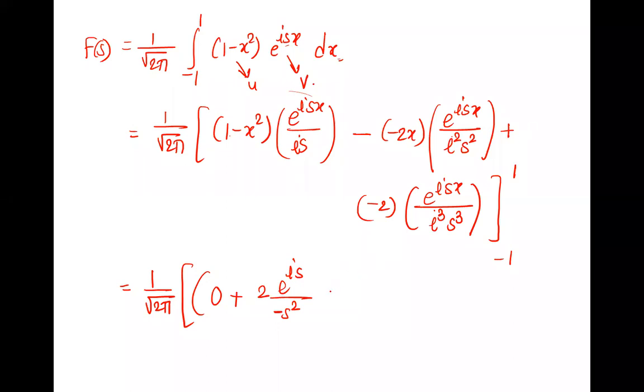Plus minus 2, x is 1, e raised to is upon i cube s, which is i square into i. But i square is -1, so -1 into i, minus i, s cube. Is it correct? Just check once. Yes. Okay, upper limit is done. We'll go to the lower limit.